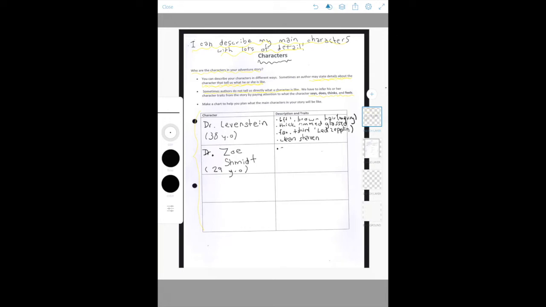She has short, blonde, curly hair. I try and focus on one feature that's going to be immediately recognizable. Like, oh, I hear Dr. Zoe. Okay, I'm going to know she has the short, blonde, curly hair. She has green eyes.